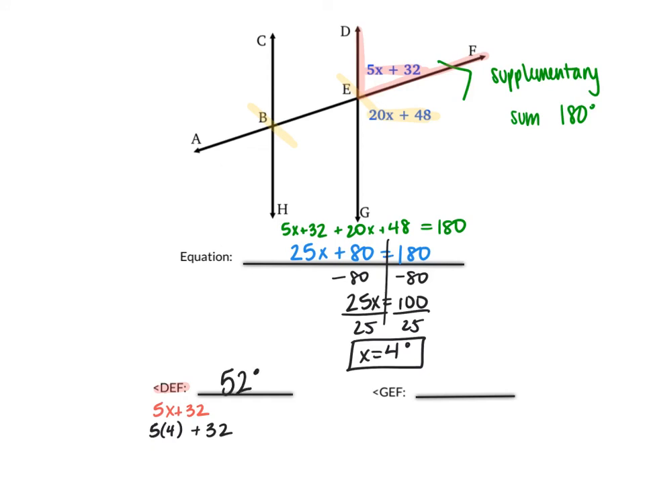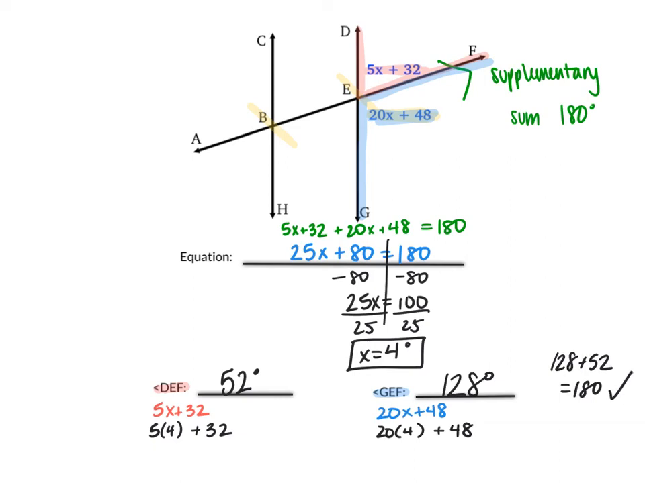Then from there, I'm looking for GEF. So from G to E to F would be this 20x plus 48. So they're asking me to find what that would be equal to if x was 4. So this time 20 times 4 plus 48. And that gives me 128 degrees. Now what you should notice is if I do 128 plus my 52, I should get 180. And that's one way to check if you're correct or not.